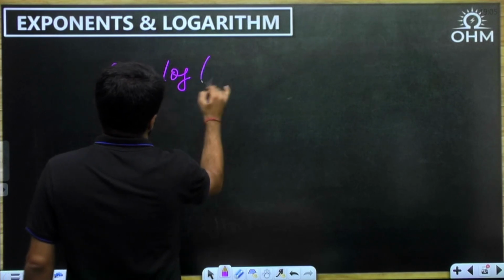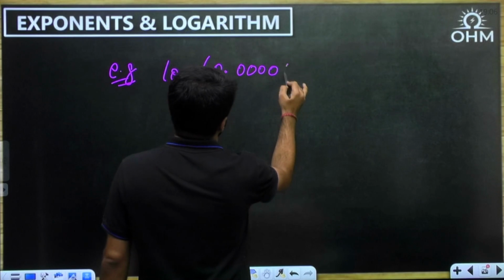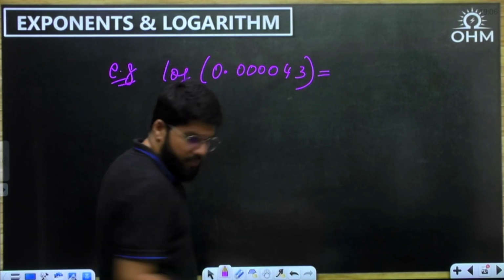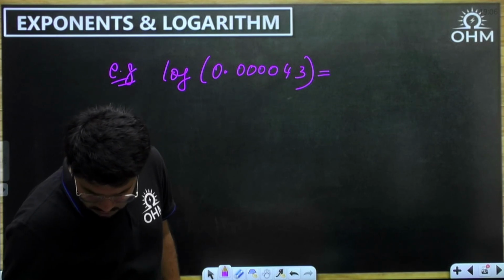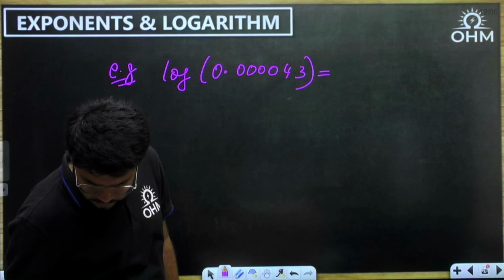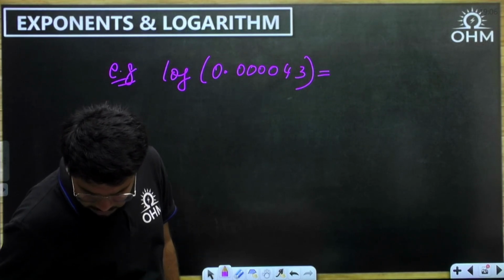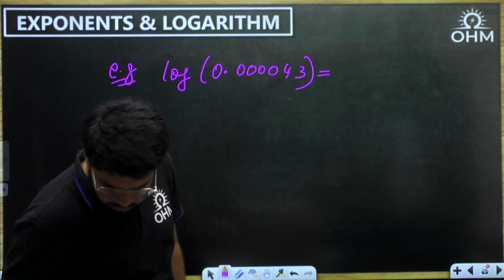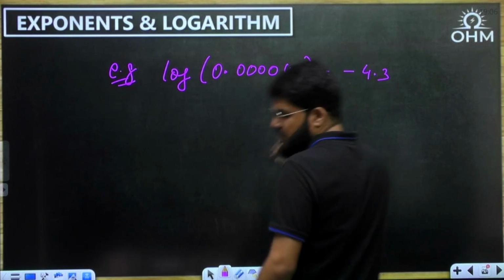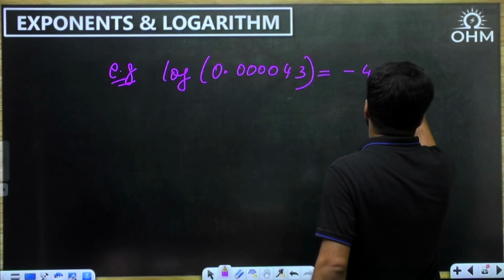Suppose I am finding the log of 0.000043. What is the answer? It will be told by the calculator. The answer is, log is minus 4.3665.